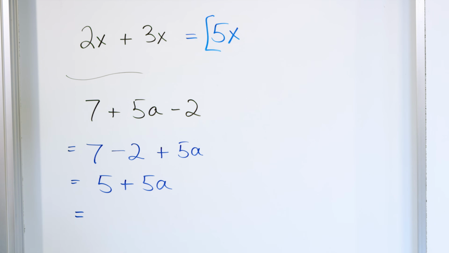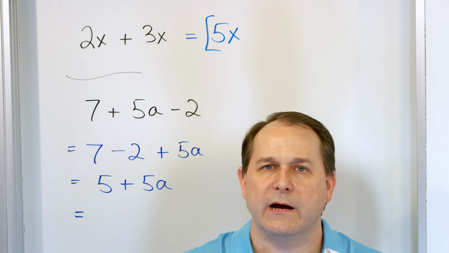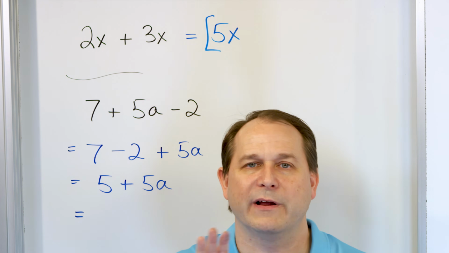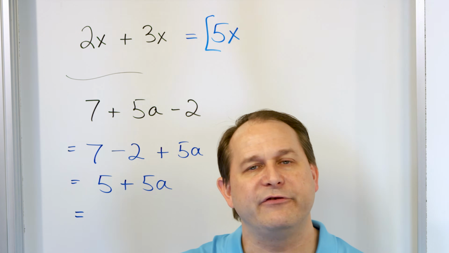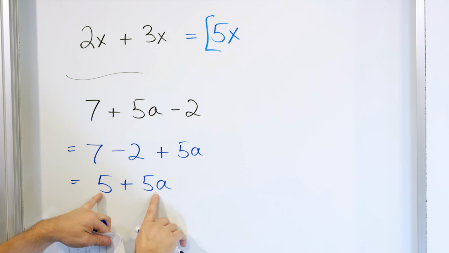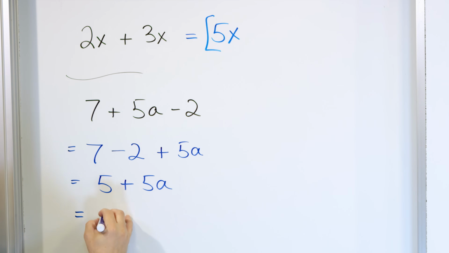Now, one last thing, when you write the answer, usually you write the terms that have a variable first. And you know, when you add things, you can change the order of addition, right? 2 plus 3 is 5, and 3 plus 2 is also 5. So these are added together. I can flip the order and it doesn't change anything. So I can write this as 5a plus 5.